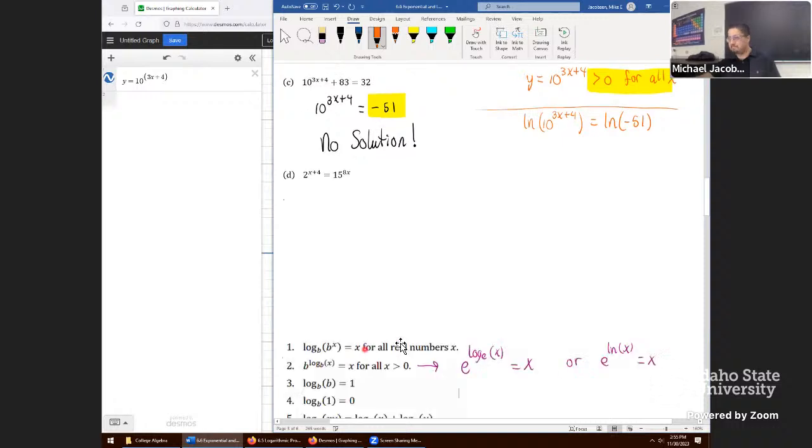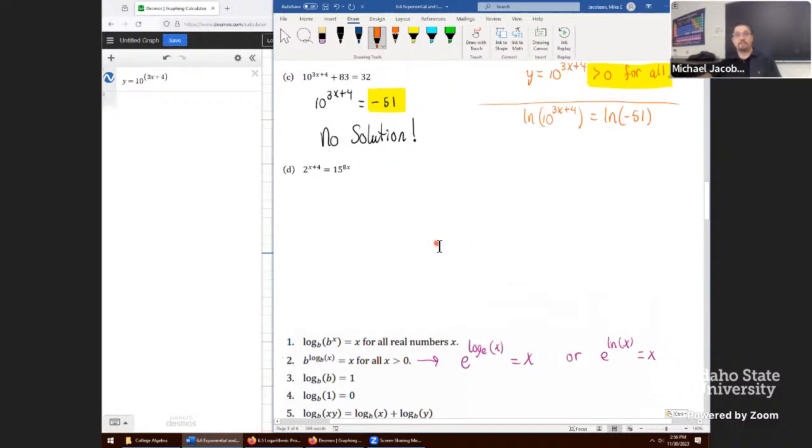And this one doesn't seem to have anything too fancy going on with it. It's a base 2, a base 15. If that was a base 16, we would have an easier way to solve this without using logarithms. But 2 and 15 are incompatible bases. Easiest thing to do is, let's just take natural log of both sides to start.